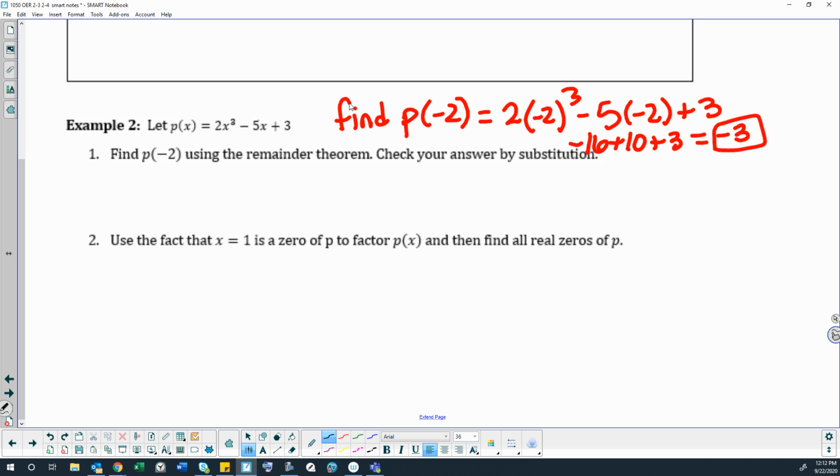Watch this. Instead of doing it that way, we're just going to take that negative 2 that we're plugging in, and we're going to make that our divisor. Notice how I didn't change the sign. I'm using the negative 2 as is. I'm going to write down my coefficients, 2, negative 5, 3. Put down the 2. 2 times negative 2 is negative 4. Negative 5 plus negative 4 is negative 9. Negative 9, I feel like I did something wrong.